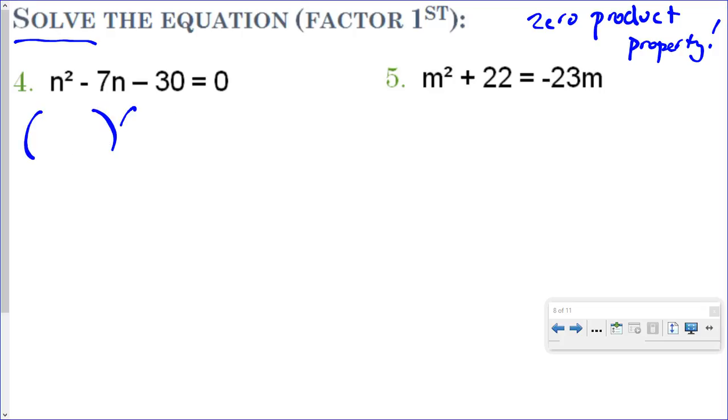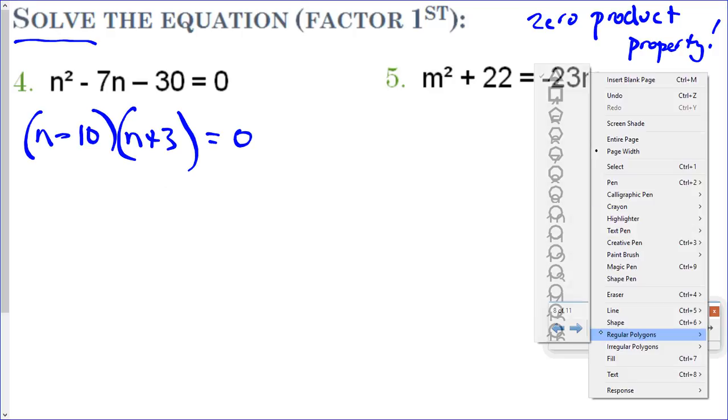Okay, what multiplies together to make a negative 30 and adds together to make a negative 7? Let's see. What multiplies to make 30? How about 10 and 3? Since the product is negative, one of them has to be addition and one of them has to be subtraction. But the bigger number has to be the negative number. How about 10 and 3? Do they multiply together to make negative 30? Yes. Do they add together to make negative 7? Yes. And now, don't forget, all of this is equal to 0.